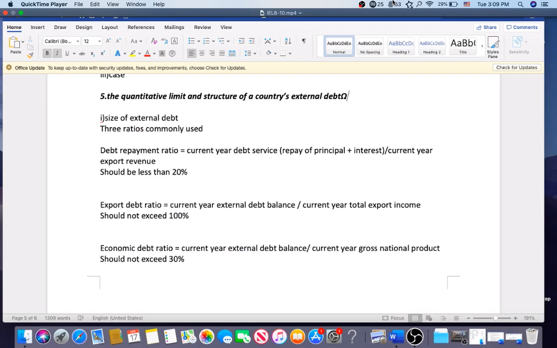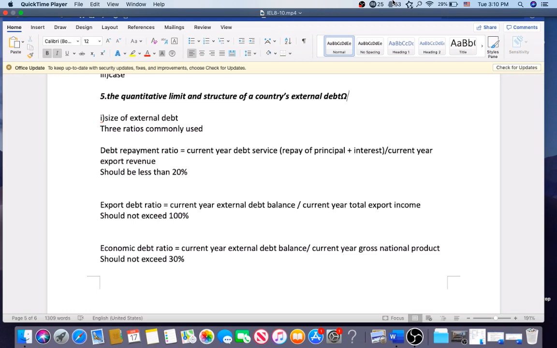The optimal size of the external debt is always a theoretical deduction. In real life, we can strive to achieve the optimal size of the debt. There are three important indicators commonly used in the world today. First is the debt repayment ratio.